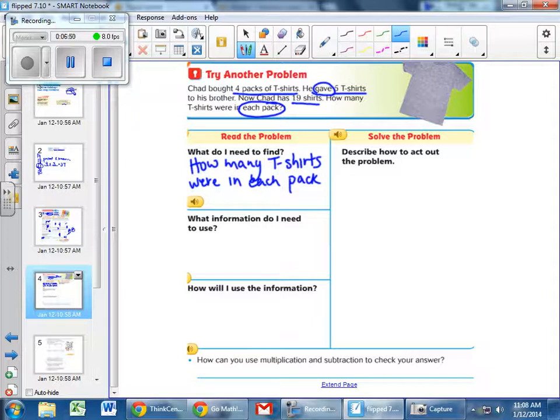What information do I need? We just need what we underlined. He bought 4 packs. And he gave 5 shirts to his brother. He didn't give 5 packs. He only gave 5 shirts out of those 4 packs. And now he has 19 shirts left over.